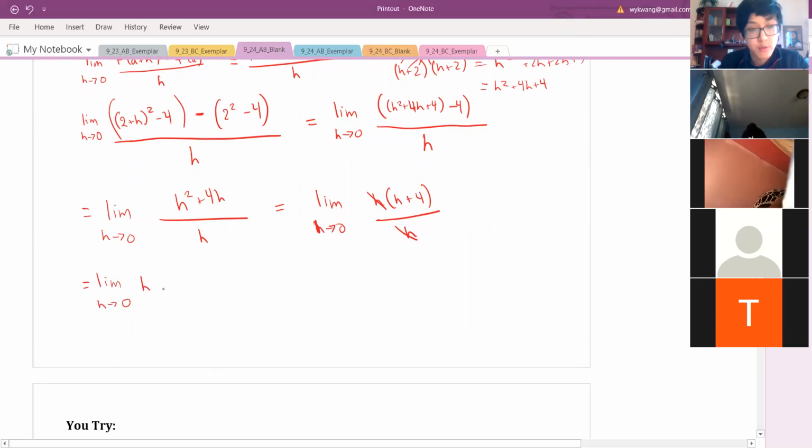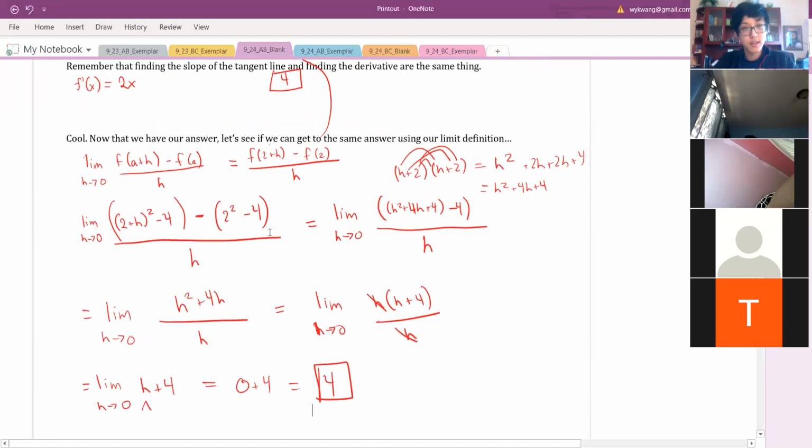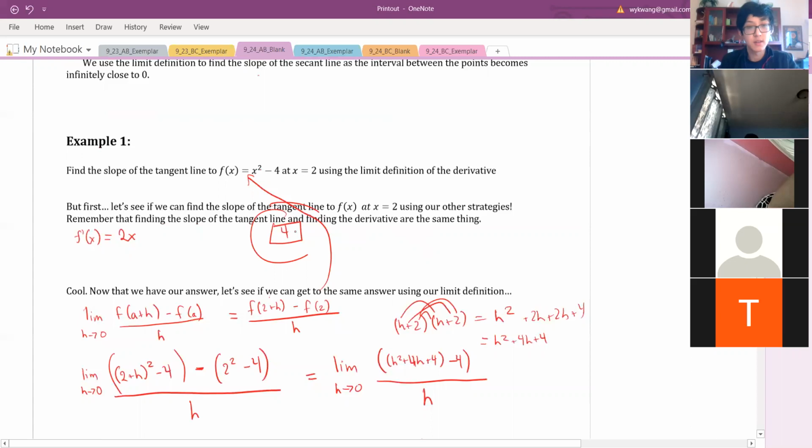After all that work, we're left with the limit as h approaches 0 of h plus 4. Now we can just substitute in 0 for h, right? Because previously we couldn't do that. When we plugged in 0, we had an h in the denominator, so it was going to be bad. We can't have a 0 in the denominator. But now we did all that work and we finally canceled out the h in the denominator. So it's equal to 0 plus 4, which is equal to 4. We did all that work, and we got 4, which is the exact same answer we got with the power rule.